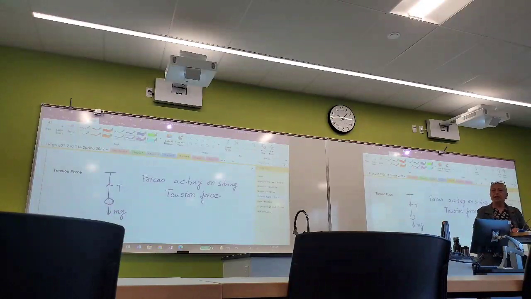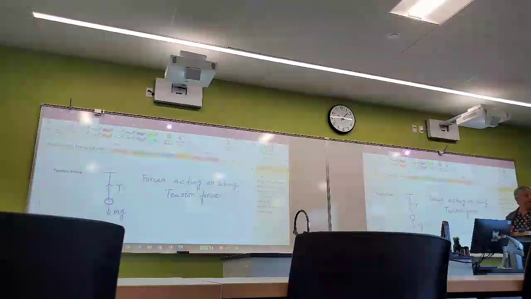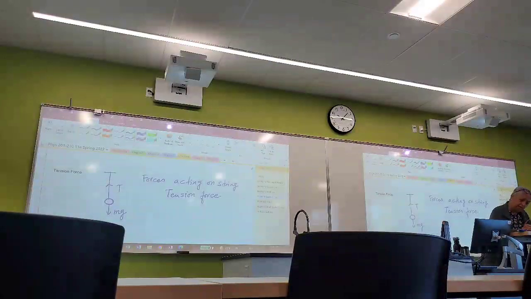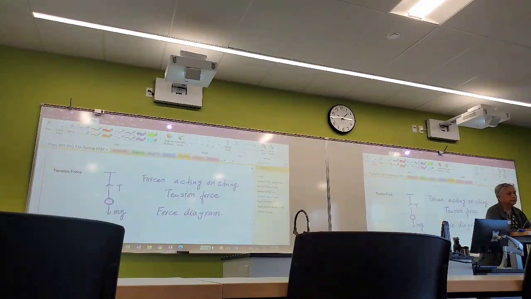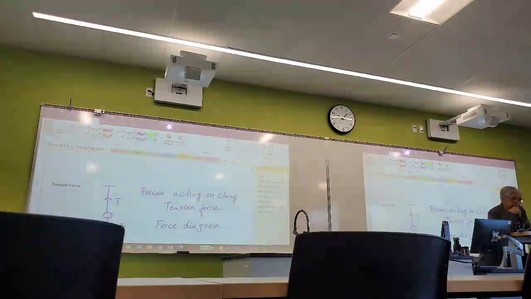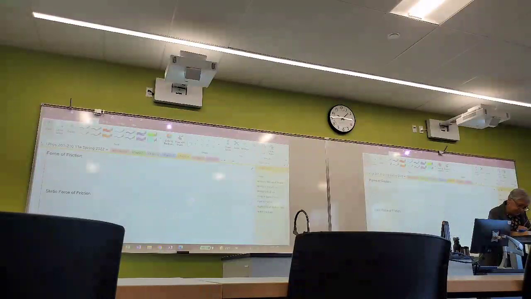So what did I do here? I have drawn all the forces acting on the object, right? Correct? So this is called a force diagram, where we draw all the forces. Okay? Now what is one force that I have not covered? Friction. So here's force of friction.